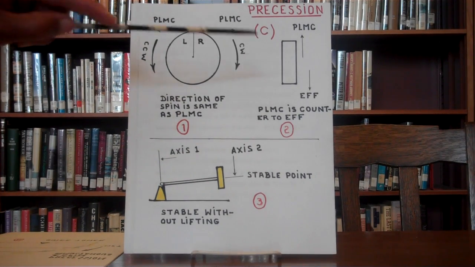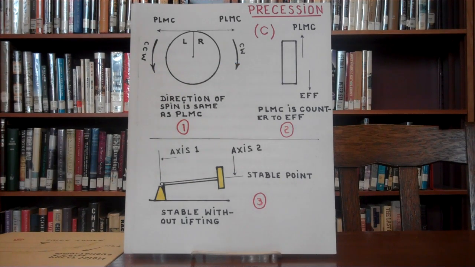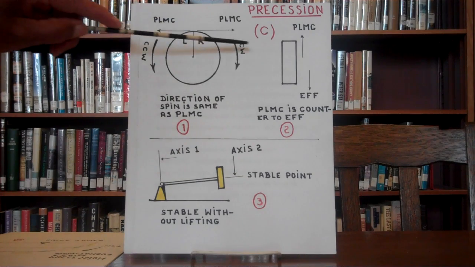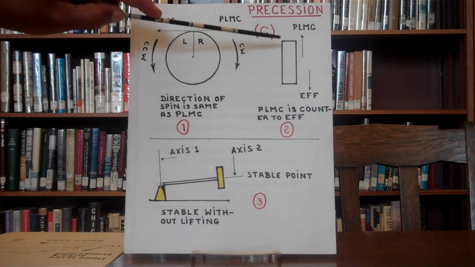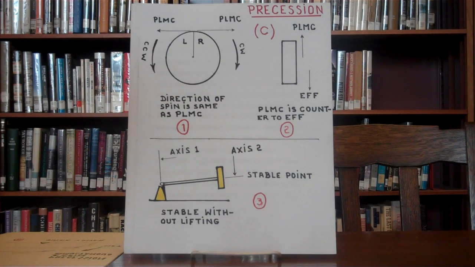When a gyro precesses, the centripetal force is in the disc and not the gimbal or the bar or the rod the disc is attached to. Now we'll go to number 3.